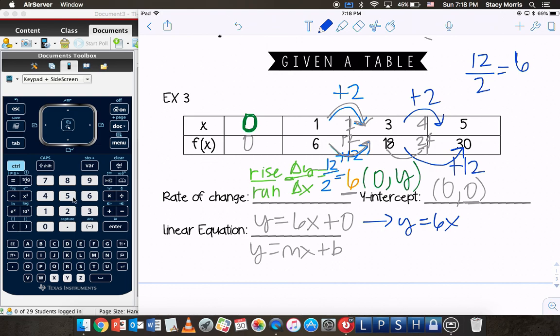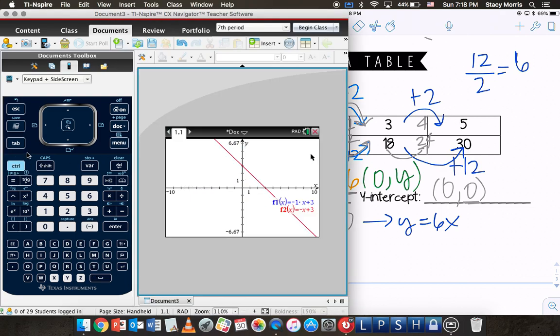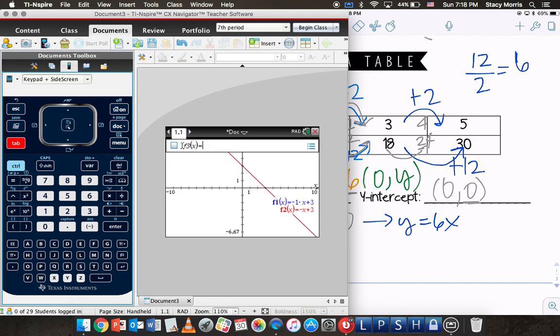If I just want to check this really quickly, especially because this y-intercept was a little bit tricky, I could go back to my calculator and type it in. I'm going to get rid of this table, Control T to get rid of it, Tab. It went to F3 because I already have something in F2 and F1. So I'm going to delete F2, Enter, and push Tab again to go back up to F1. I'm going to delete that, and type in 6x, Enter.